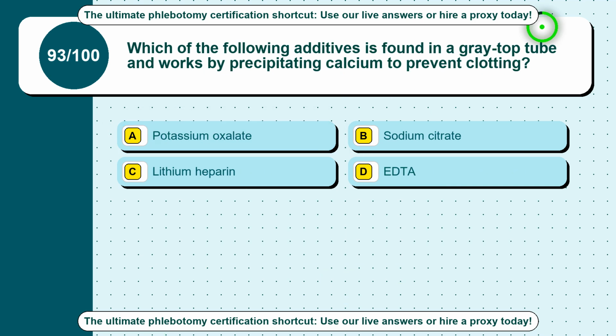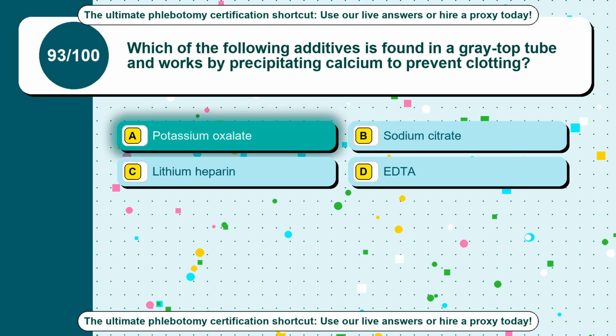Question 93. Which of the following additives is found in a gray top tube and works by precipitating calcium to prevent clotting? Option A, potassium oxalate. Option B, sodium citrate. Option C, lithium heparin. Option D, EDTA. The correct answer is option A, potassium oxalate.